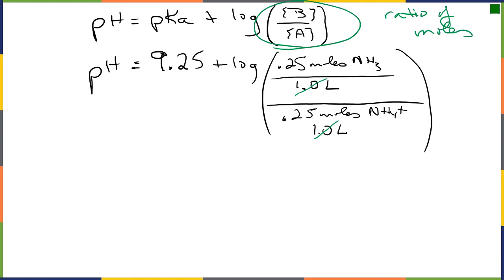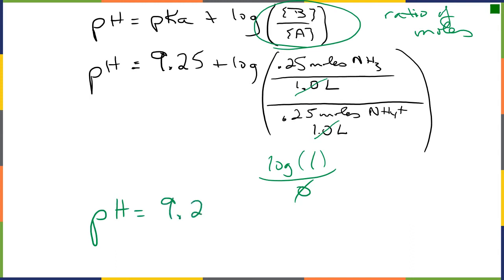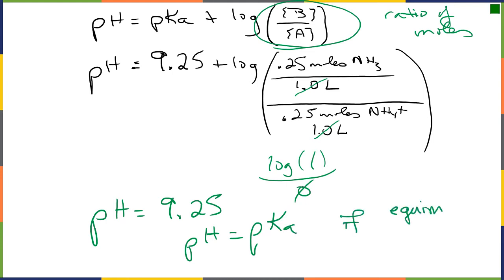Notice also our moles are the same, so we have the base 10 log 1, which is equal to 0, and pH is equal to 9.25. Please note pH equals pKa if you have equimolar amounts of the base and the conjugate acid.